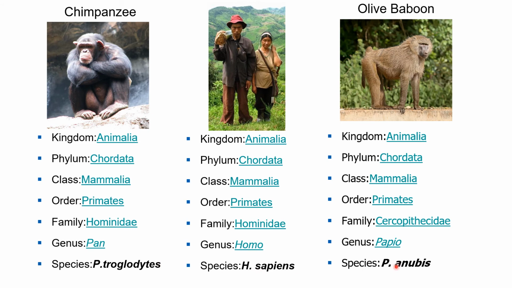Because that's what makes our name: genus and species. And then we are in the same family with chimpanzee, and we are in a different family with baboon, right? And that means that we are more closely related to chimpanzee than we are to baboon. So that classification also allows us to see the evolutionary relationship between different species.